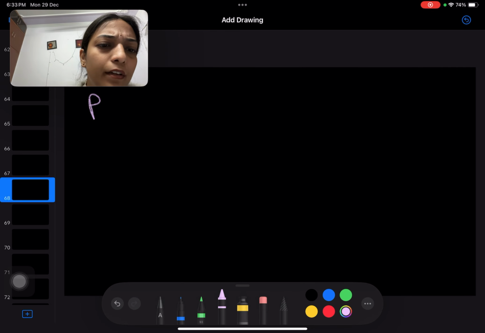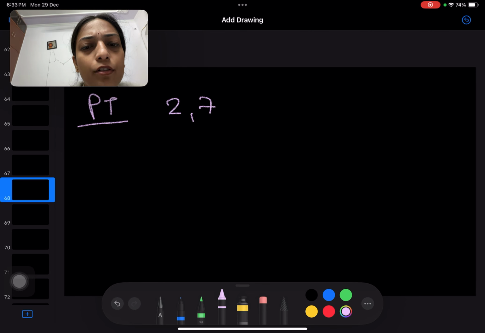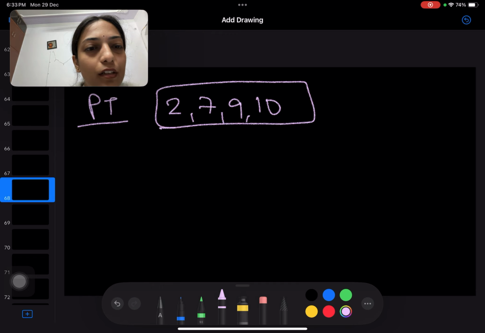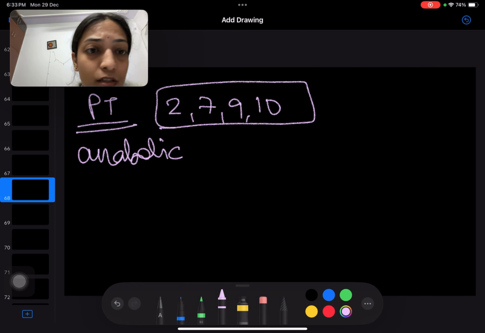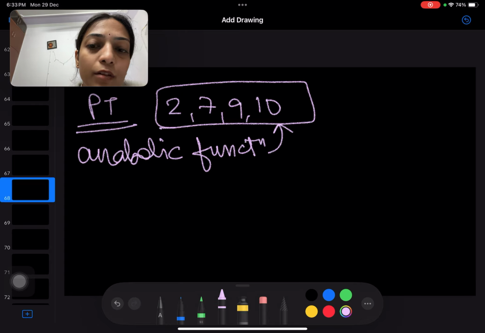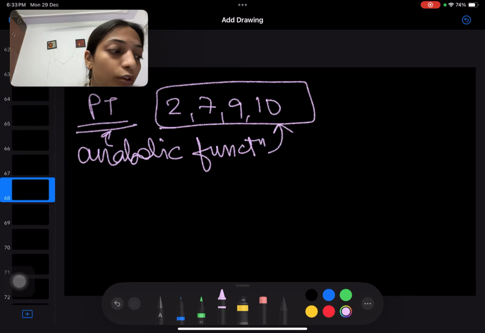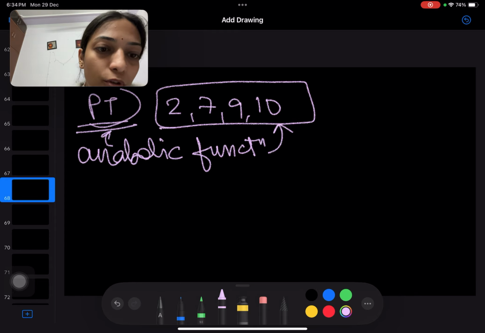Let's talk about PT, prothrombin time. You know factors 2, 7, 9, 10. I don't write it in Roman letters, please. It takes so much of time. So these are the vitamin K dependent coagulation factors, right? So these are synthesized by liver. So the anabolic function or the synthetic function of liver, as discussed in the previous class, is reflected by these and also by the prothrombin time, right? So the true measure of liver function is prothrombin time.